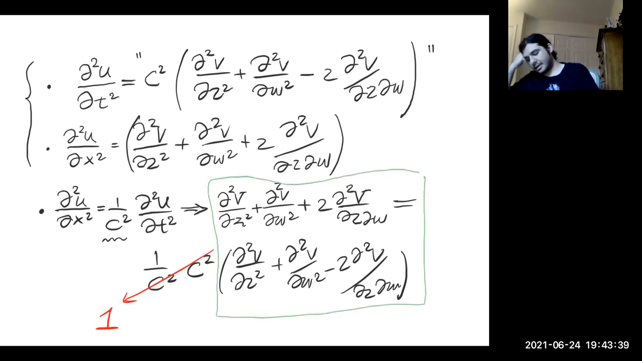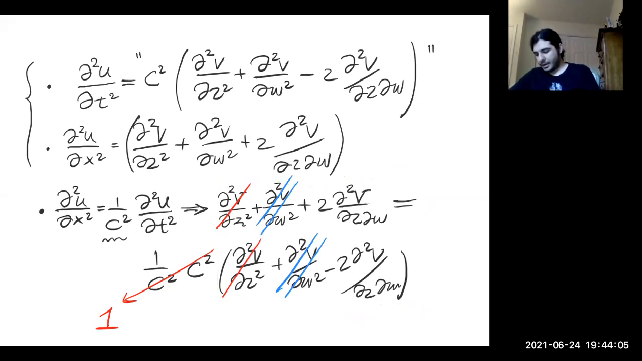Now, the interesting thing is this thing here is equal to this one. So we can cancel them from both sides of the equation. Great. This thing here is equal to this one. So we can cancel that from both sides of the equation. And these two things are equal, but negative of each other. So I would take 1 to the other side, and I would get 4 times second derivative of v, derivative with respect to z, derivative with respect to w is equal to 0.